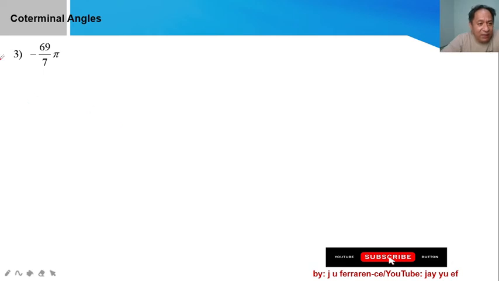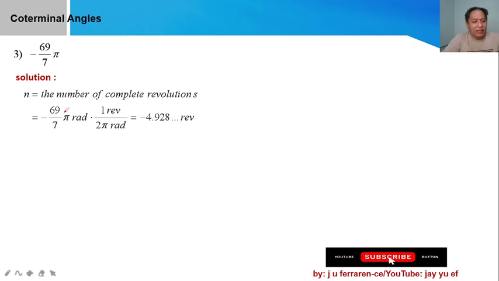The given in number 3 is an angle which is formed by clockwise rotation, expressed in terms of radians, correct? So, what is the number of revolutions there? The given angle is in radians. This is my conversion factor to revolution: 1 revolution is 2 pi radians. So, performing the operation, we have negative 4.928 revolutions, approximately. This is the value of n, the number of complete revolutions.